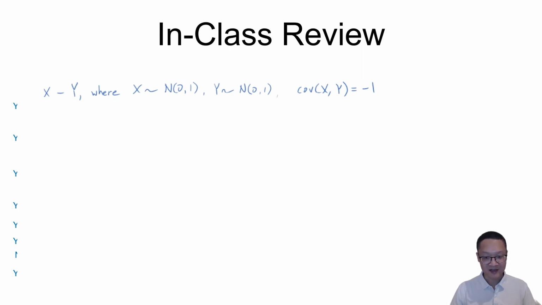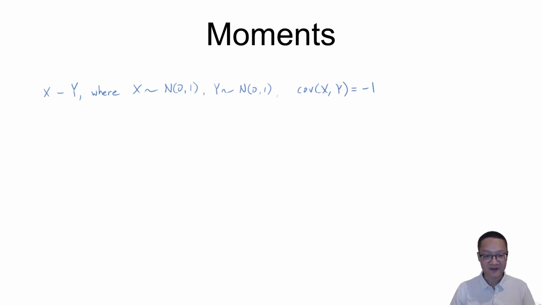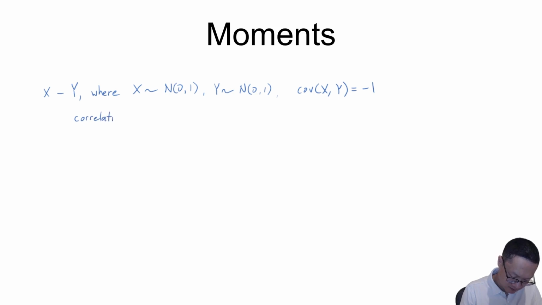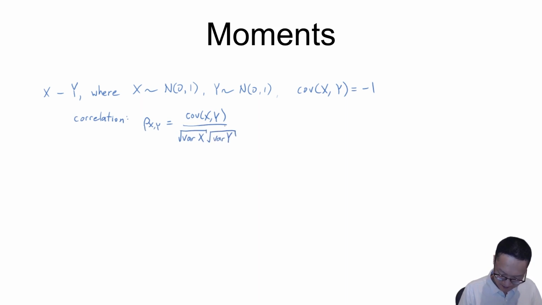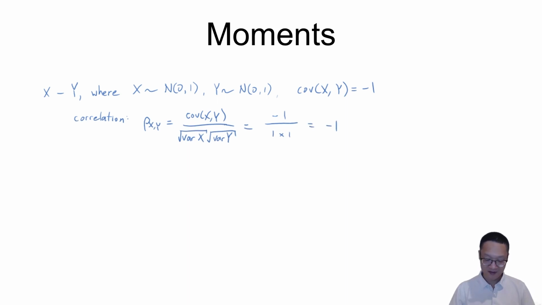It turns out that in this particular case, a covariance of minus 1 means that the two variables have a correlation of minus 1 as well. Remember the definition of correlation, usually denoted rho of XY: it equals the covariance of XY divided by the square root of the variance of X times the square root of the variance of Y. In this case, we have a covariance of minus 1, and for both X and Y the variance is 1, so we basically just have 1 times 1 in the denominator. That gives us minus 1.